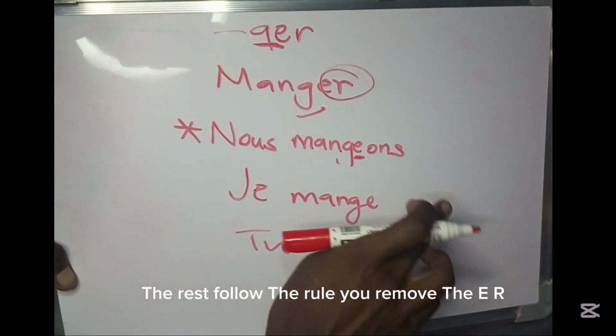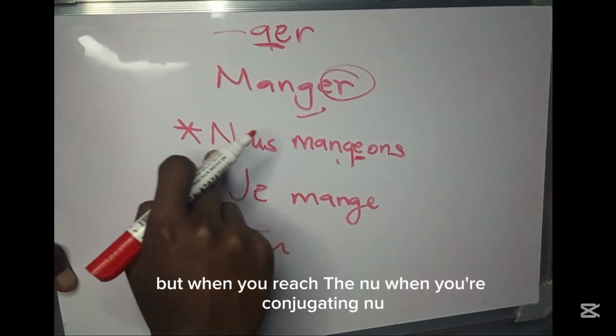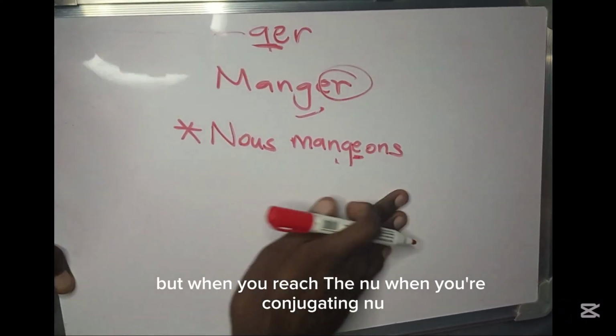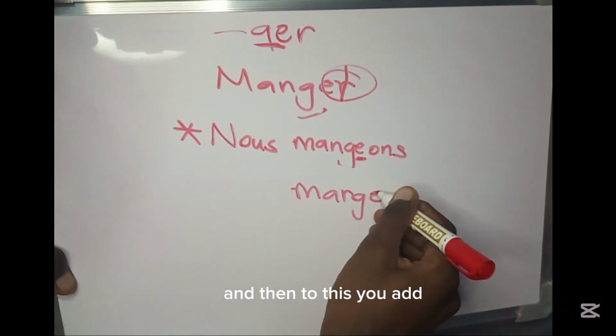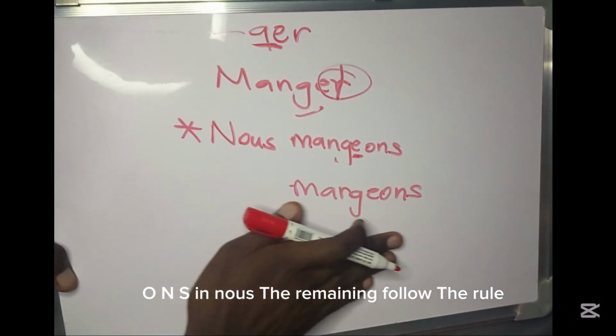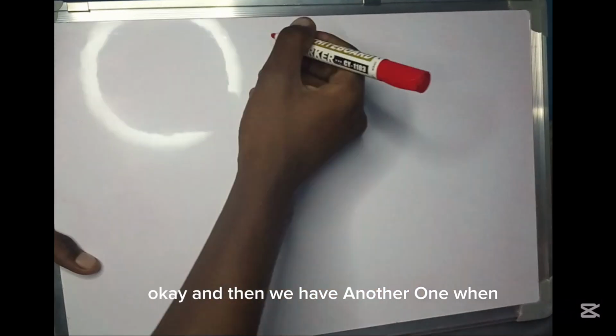The rest follow the rule. You remove the ER and then you add the endings. But when you're conjugating nous, you'll only remove the R and we'll have this. And then to this, you add ONS in nous. The remaining follow the rule. Okay? And then we have another one.